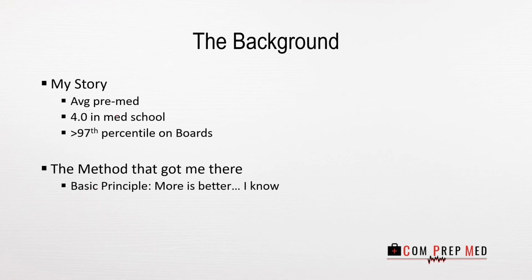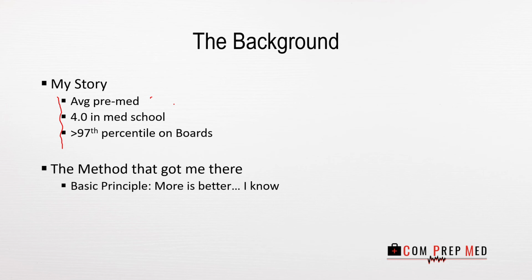So my background, just a little bit, so you know kind of who's teaching you. I was a very average pre-med. I had a decent GPA. I think it was a 3.5, 3.6 GPA. And my MCAT score, I took it twice, and both times it was right smack dab in the 50th percentile. I had no idea how to study for MCAT. I never really studied for undergrad. I just kind of coasted through undergrad.